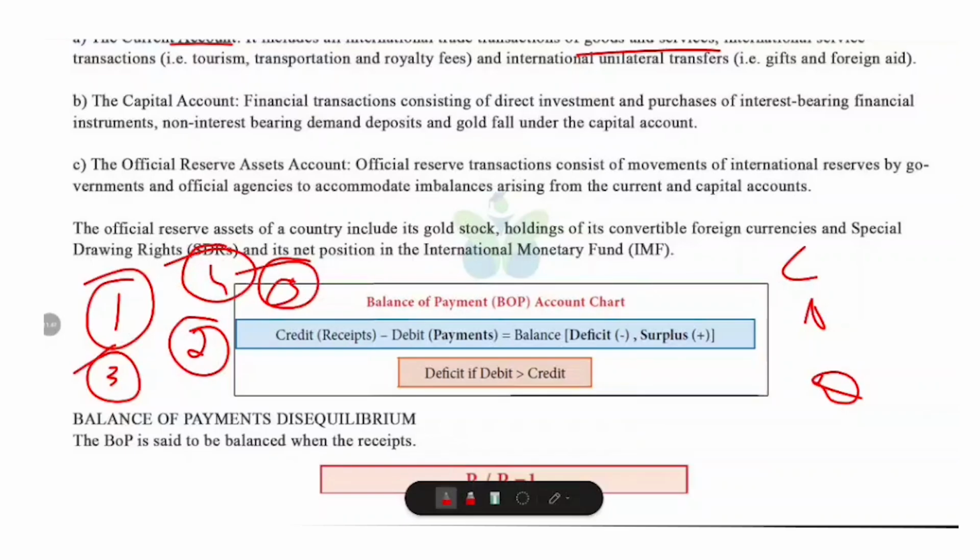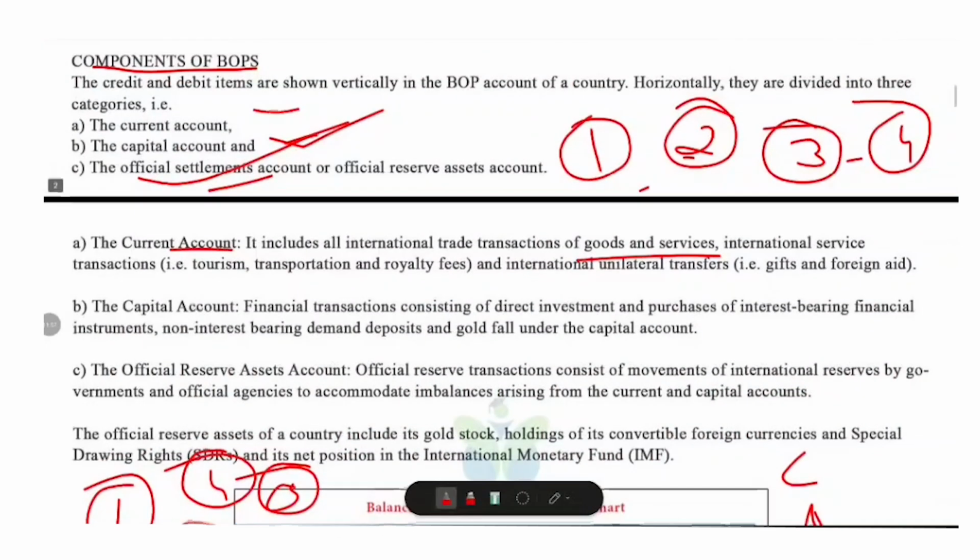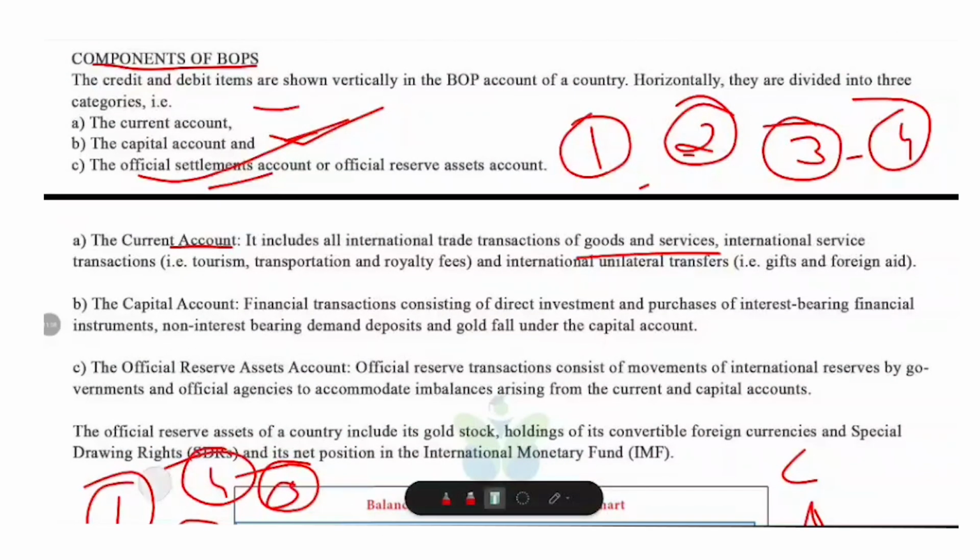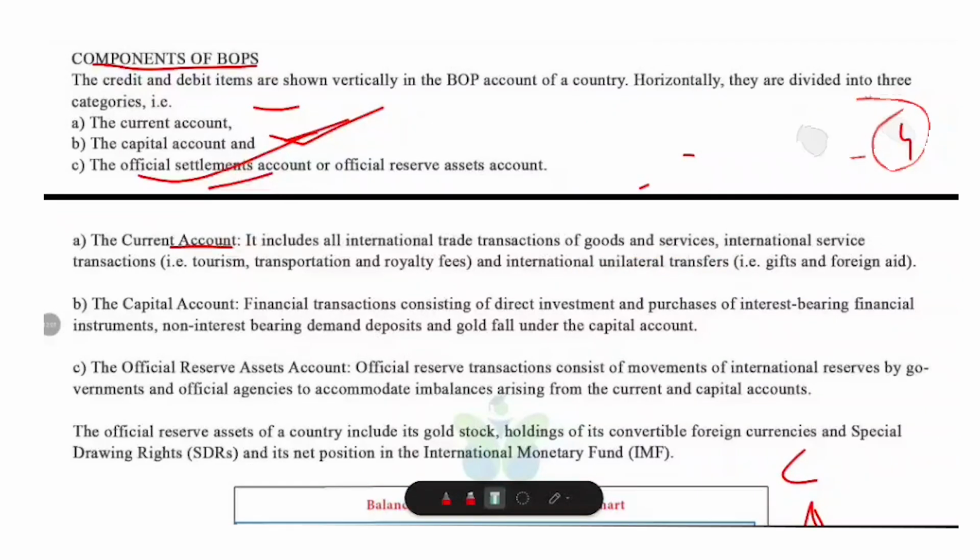So the key points to remember are, credit means inflow of money and this is positive for the country, and debit means outflow of money and it is negative for the country. Okay, now we are going to learn about the components in detail.